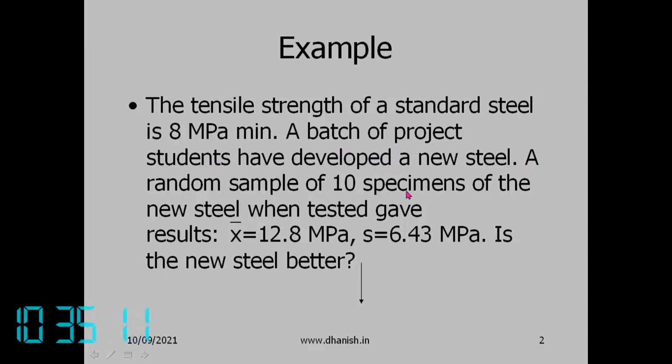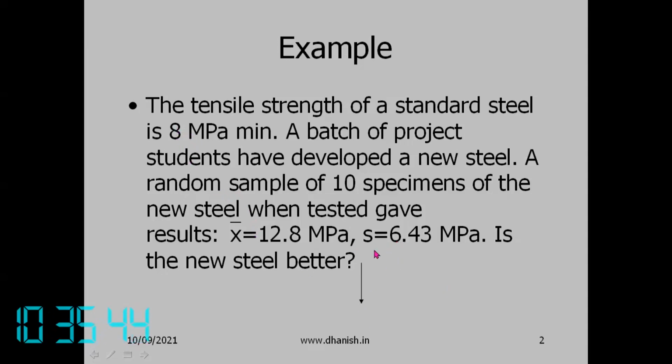You take a random sample of 10 specimens of the new steel, and when tested it gave the results: X bar equal to 12.8 MPa, standard deviation is 6.43 MPa. Is the new steel better? Based on average alone, the new steel is better. But we know that we should not consider only the average. We have to consider the measurement uncertainty also. So what is the probability that it will be lower than 8? Is there a probability? Yes, you have to consider this.